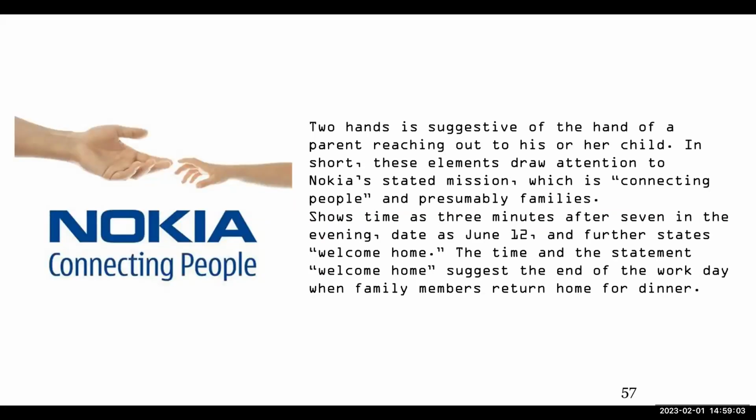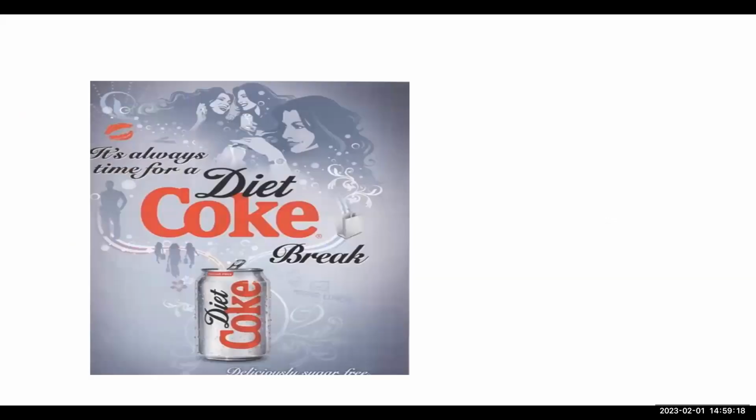We've seen the symbol of the hand, right? We've seen it in a lot of our museums, and the touch of life, which Nokia used very well to show that it's connecting people. Diet Coke. So these are some of the brands we researched. That's why I have it here.